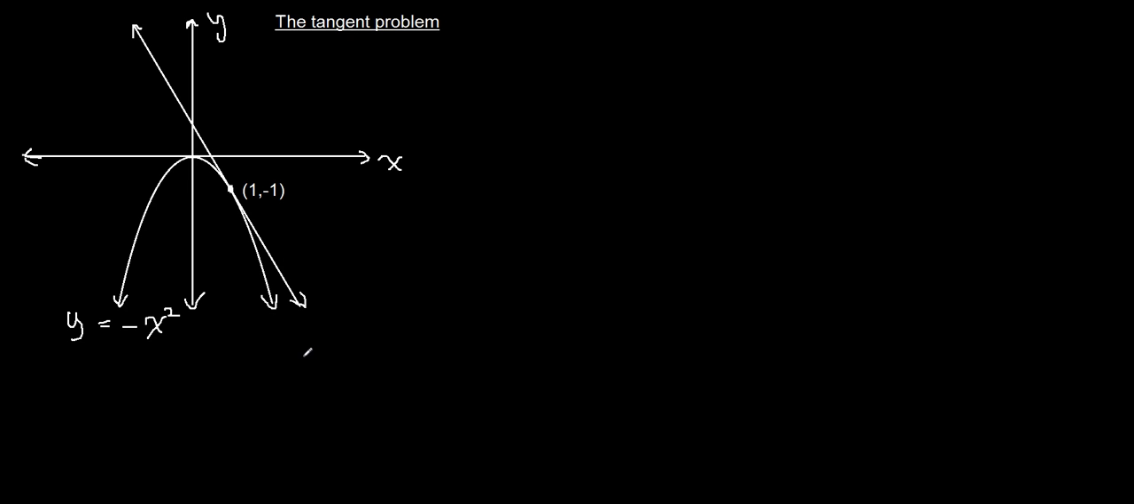This is a question I was given as an introduction to calculus. So the question asks, if you're given a graph with a function y equals negative x squared, can you find the equation to the tangent line that touches the parabola at (1, -1)? I encourage you guys to stop the video and try this on your own.